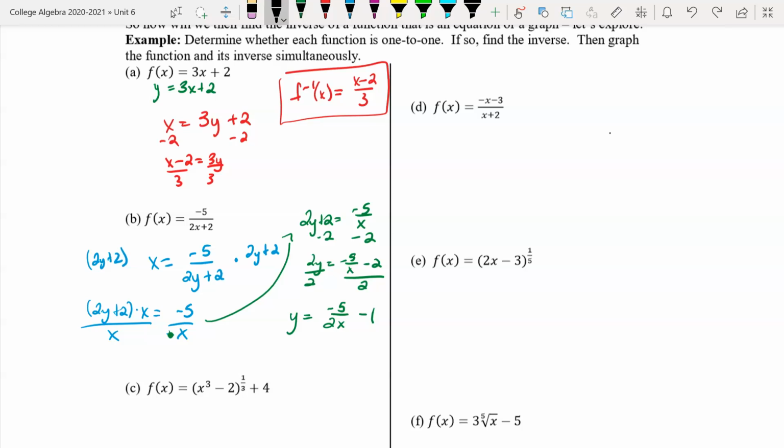So on this fraction part right here, when I divided it by 2, we do keep, change, flip. So we keep the top part, we change it from division to multiplication, and we flip the bottom fraction. And it was 2 over 1. Now we're going to make it 1 over 2. And then multiply to get my answer. And that's what I put, negative 5 over 2x. And then negative 2 divided by 2 is just negative 1, right? So my inverse is negative 5 over 2x minus 1.